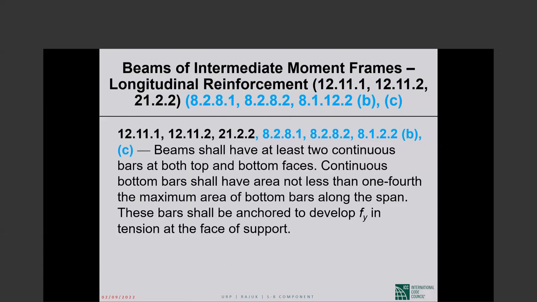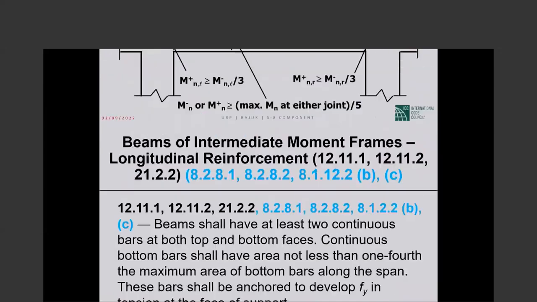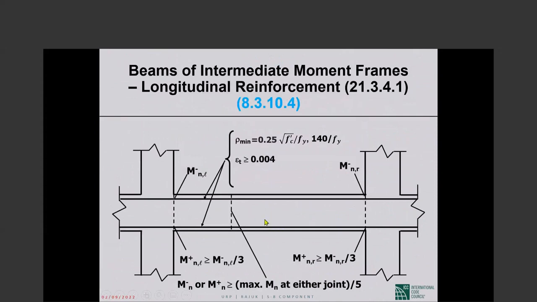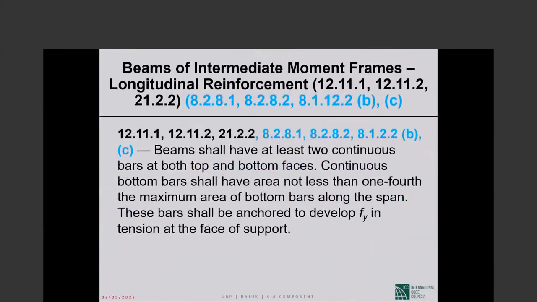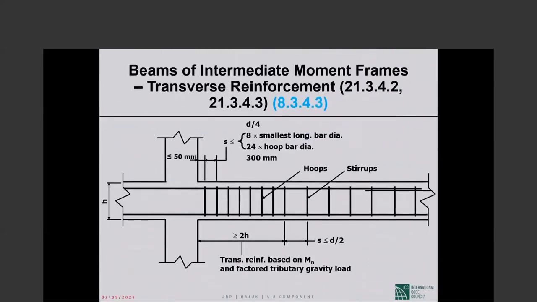So for beams, together, this is the requirement. Beams shall have at least 2 continuous bars at both top and bottom faces. That applies to intermediate moment frame beams. Continuous bottom bars shall have area not less than 1/4 the maximum area of bottom bars along the span. So whatever you need in the span section, 1/4 of that reinforcement has to be continuous. That is a basic chapter 12 requirement that does not go away. I just wanted to point out that the basic requirements remain in force.